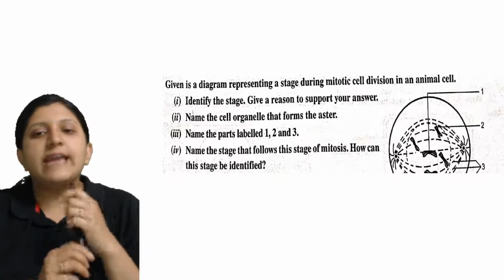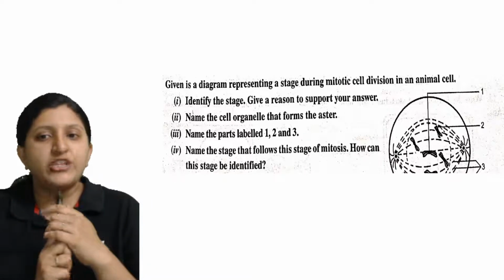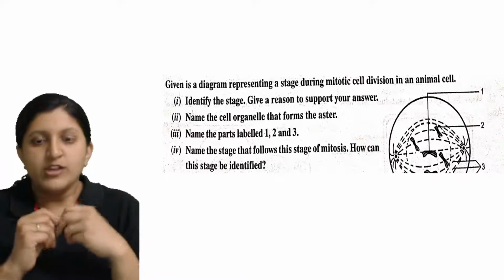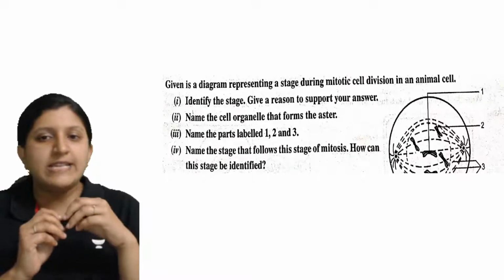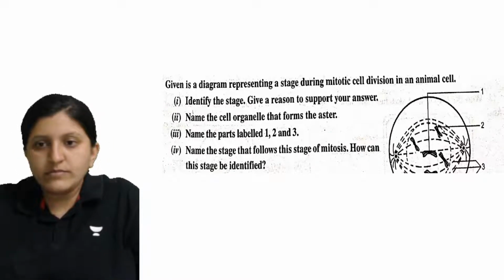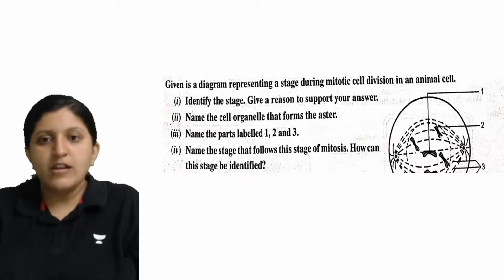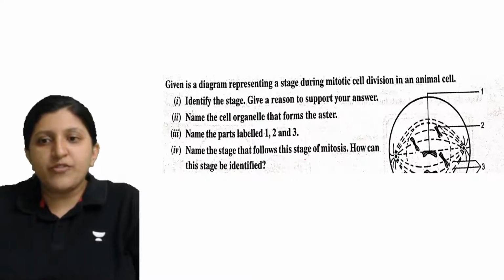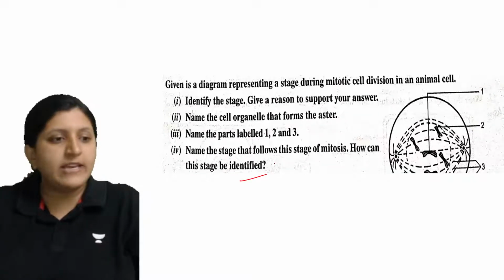So given is a diagram which is representing a stage during mitotic cell division in an animal cell. Okay, so identify the stage. So what is that stage? Give a reason to support your answer. Name the cell organelle that forms the aster. Name the parts labeled 1, 2, 3. Name the stage that follows this stage of mitosis. How can this stage be identified?